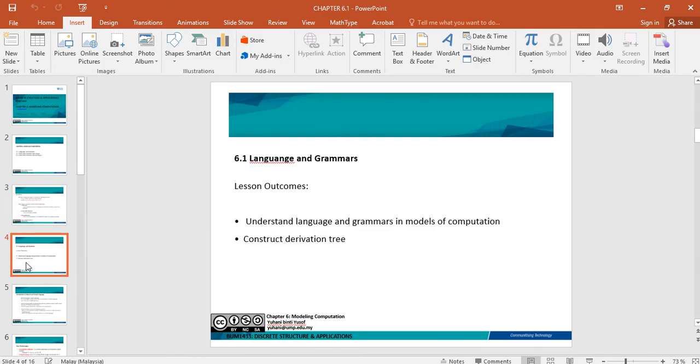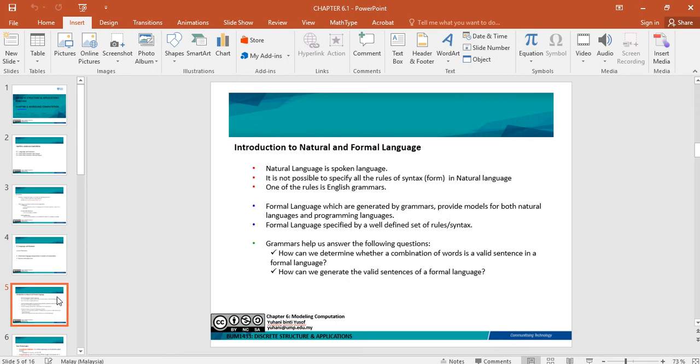The lesson outcome that we need to achieve today is to understand the language and grammar in models of computation, and then construct a derivation tree. So you need to recall what a tree is from the previous chapter. Can you recall what a tree is? A tree is actually an undirected graph with no simple circuit. Now the one that we always use to speak is what we call a natural language, but in this chapter we will learn about formal language.